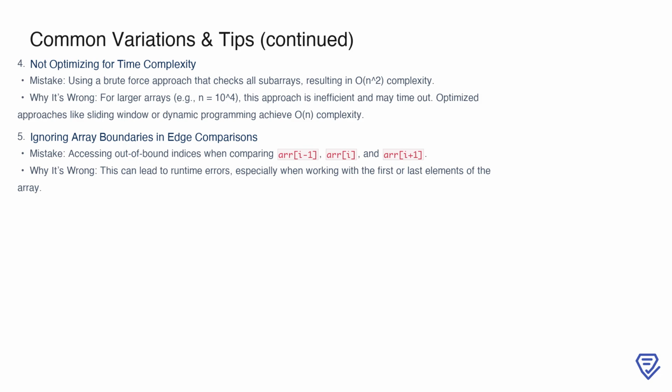For example, when comparing elements at indices i-1, i, and i+1, accessing out-of-bound indices, such as when i is the first or last element, can lead to crashes. Always ensure your solution includes boundary checks to handle these situations gracefully.